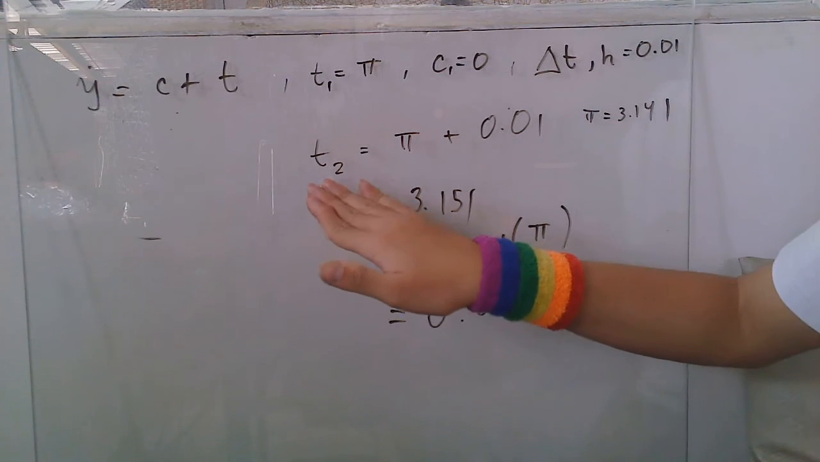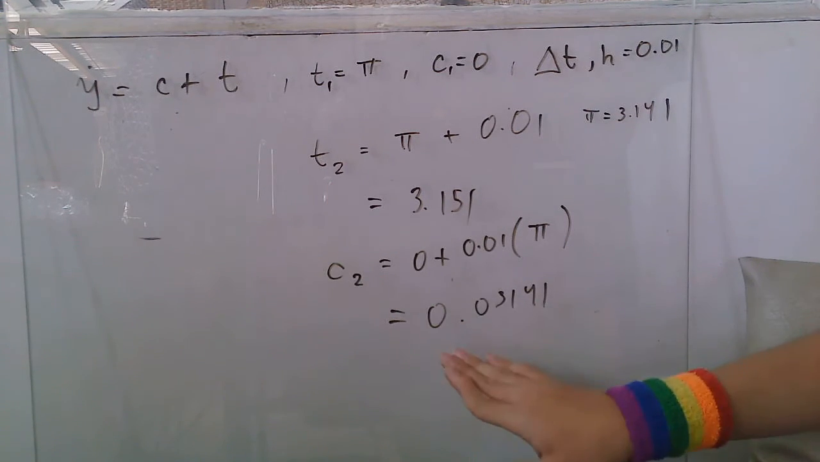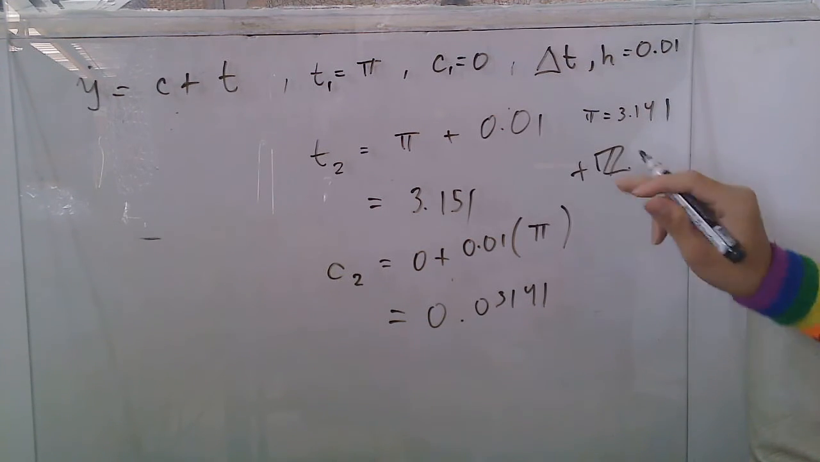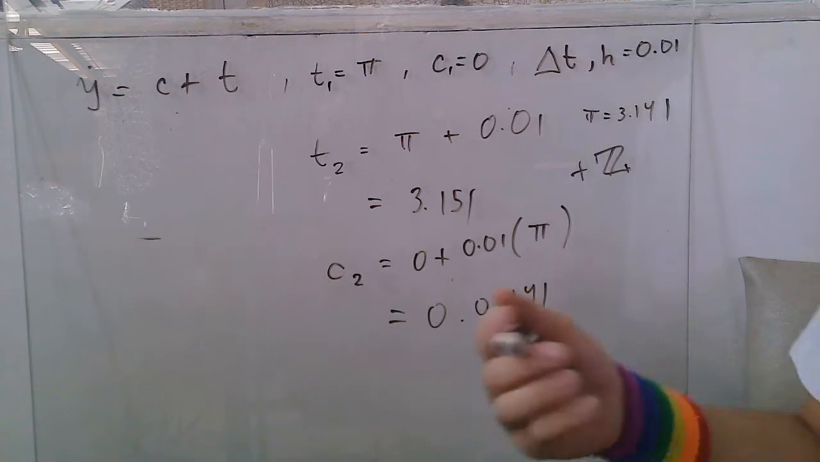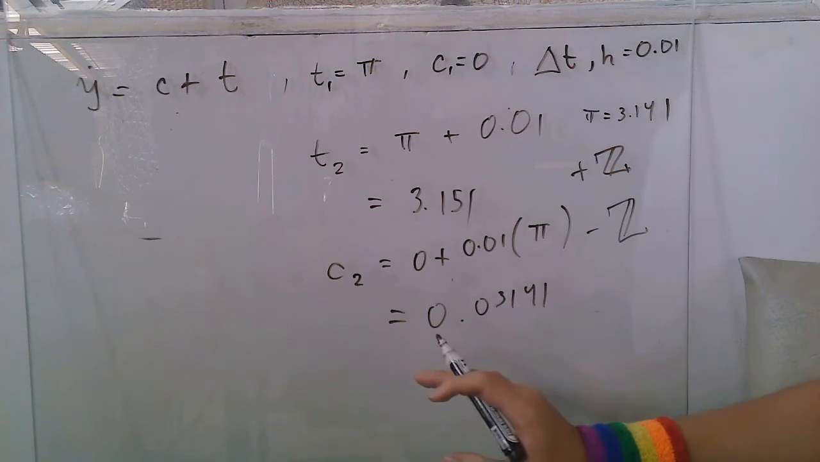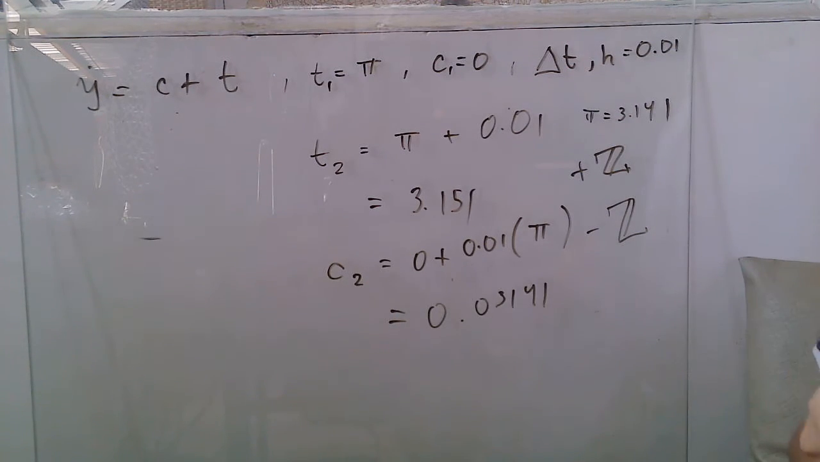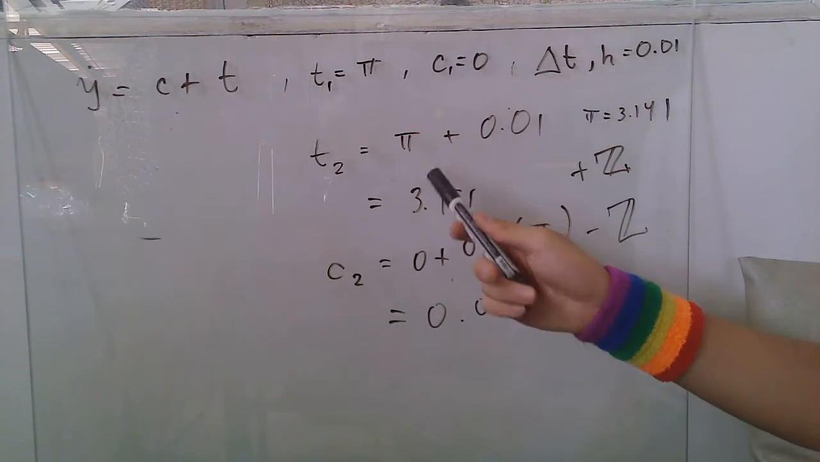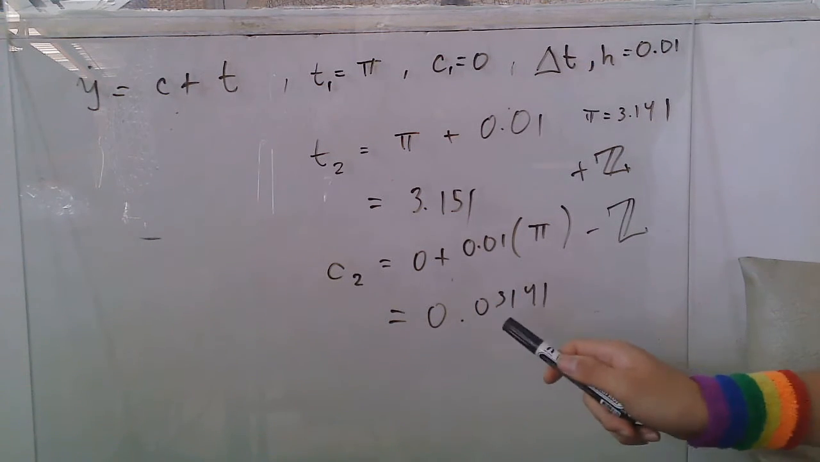So at T sub 2, C sub 2 is 0.03141. So it's positive. If we assume that the positive domain of integers is male, and the negative domain, or range actually, range of this is female, our specimen at T sub 2 is male. So yeah, I don't know actual values. Okay, so we know that at T sub 2, which is 3.151, C is 0.03141.